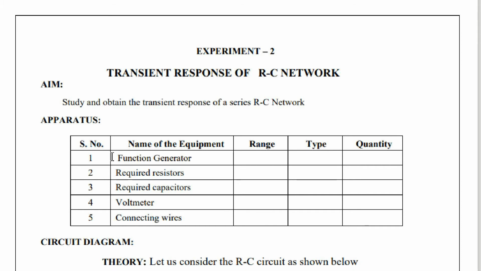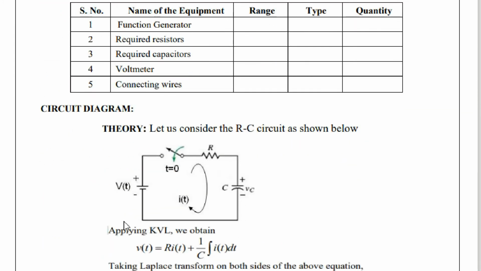To do this experiment, we need some apparatus like a function generator, required resistors, required capacitors, a voltmeter and connecting wires. So this is your circuit diagram. It consists of V(t), R, C. This V(t) is given from the function generator. I(t) is the current in the loop and Vc is the voltage across the capacitor.